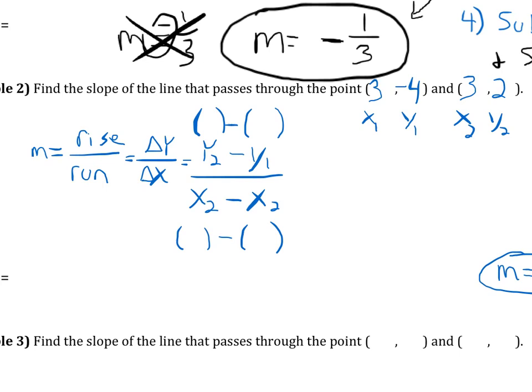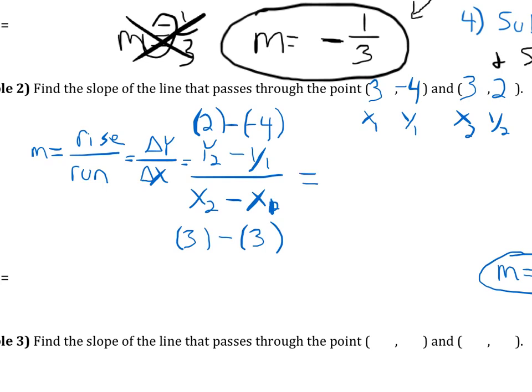I like to put it this way because now I can very easily see what goes here. My y2 goes here. So what was my y2? It was 2. What's my y1? -4. What's my x2? 3. What's my, oh, I'm sorry, this is supposed to be x1, isn't it? I made a blunder. x1 is also 3.